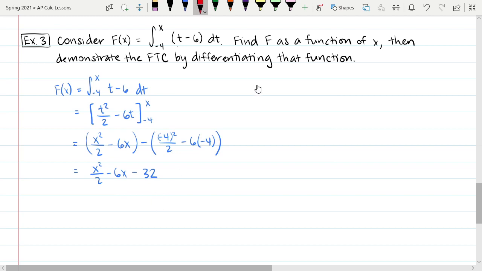And now, remember, we're going to try to find big F prime of x by finding the derivative of x squared over 2 minus 6x minus 32. Okay, so power rule says I'm going to move the 2 out in front, so that's going to be 2x over 2, which is just x, minus the derivative of 6x, which is just 6, and then minus the derivative of 32, which is just 0. And sure enough, there's the derivative. And remember, that's what we expected it to be. Using the FTC, we should have expected the derivative of big F to be x minus 6, and we verified that.